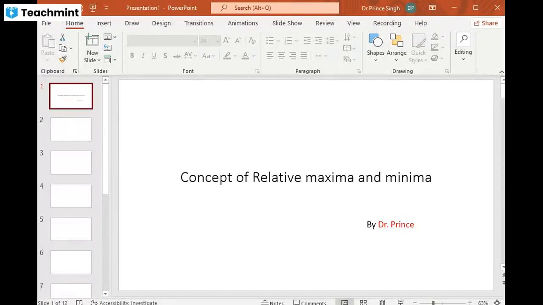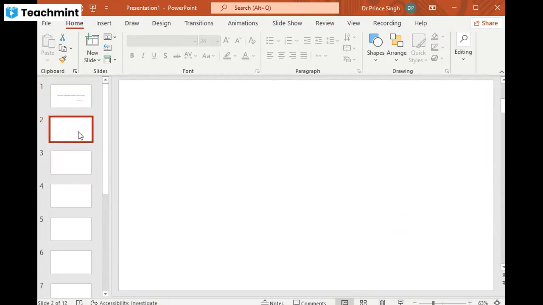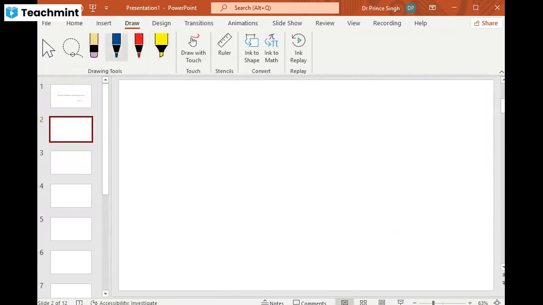Hello students, in this video we are going to discuss the concept of relative maxima and minima. Firstly, we'll try to understand how we check, and what the condition is, for the local or relative maximum and minimum of a function. To understand this concept, we'll first consider the case of a function of one variable.